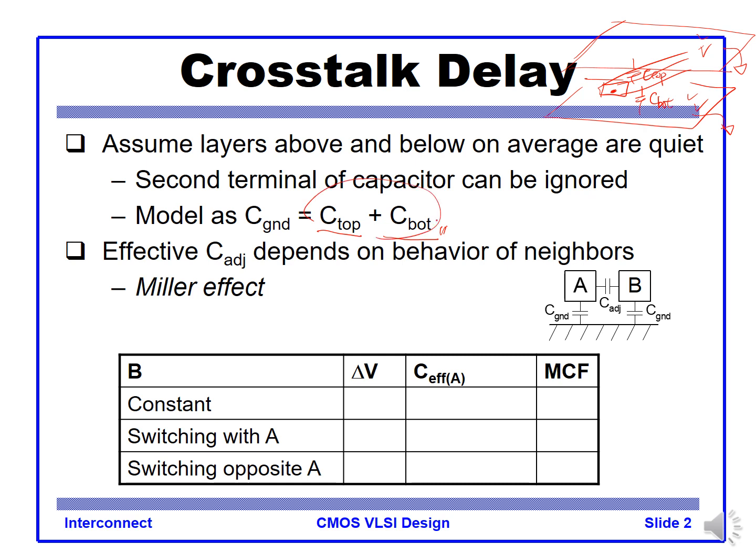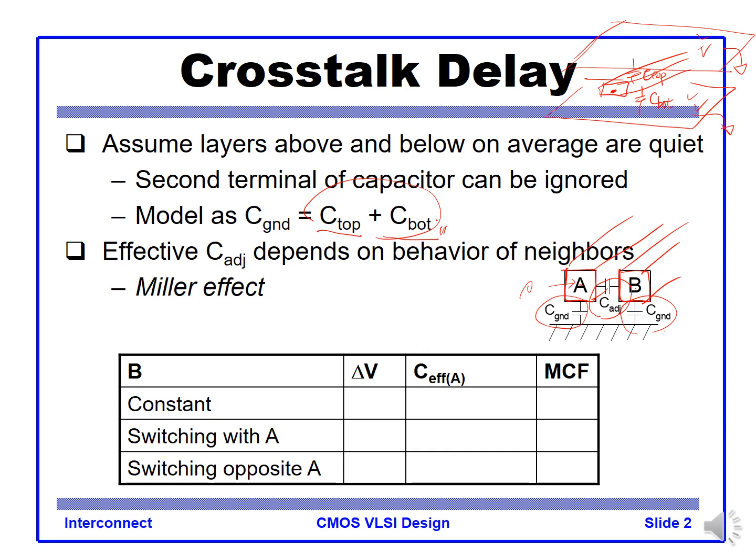Now the situation is a little complicated when you have two lines running in parallel like this. Physically, we know that A has a capacitance to ground, B also has a capacitance to ground, and between A and B we have a C adjacent coupling capacitance there. So what would be the line A capacitance?